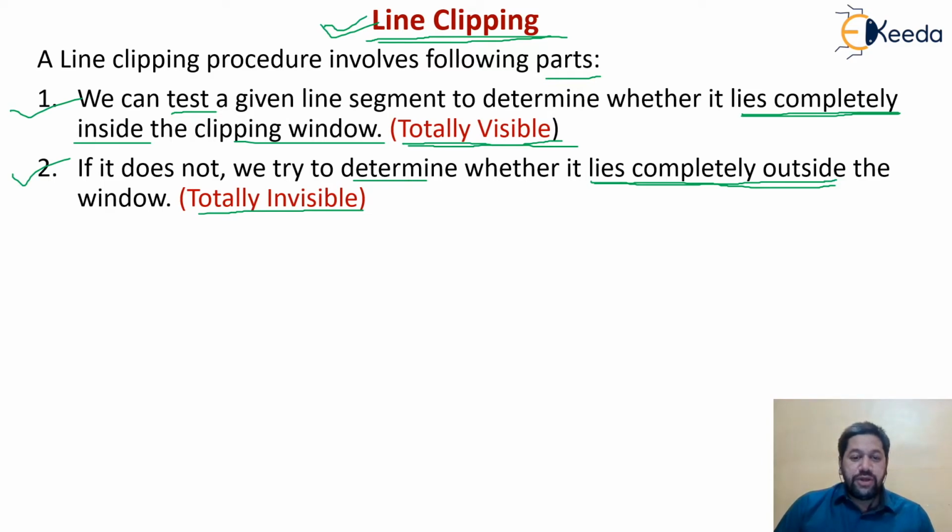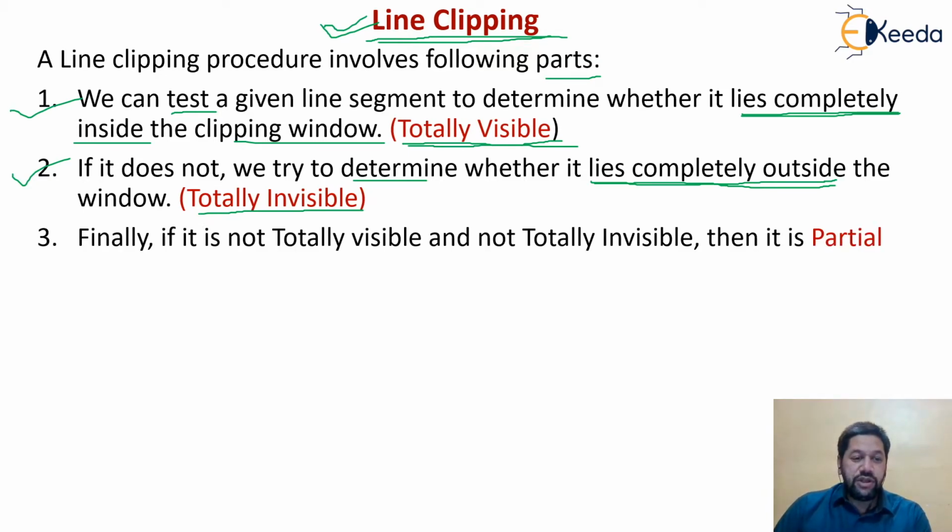If it is not totally visible, then I check whether it is totally invisible. If it is not totally visible and not totally invisible, that is test number 3: I consider the line partial. So what is meant by a partial line? Some part of the line is inside the clipping window and some part of the line is outside my clipping window.